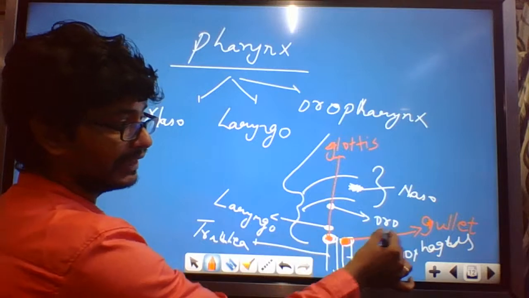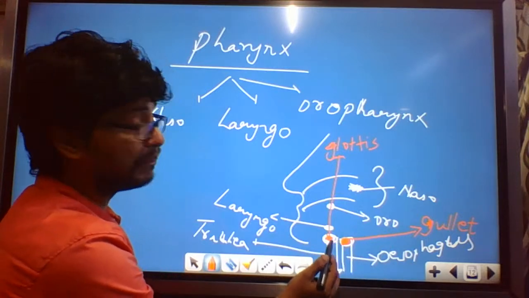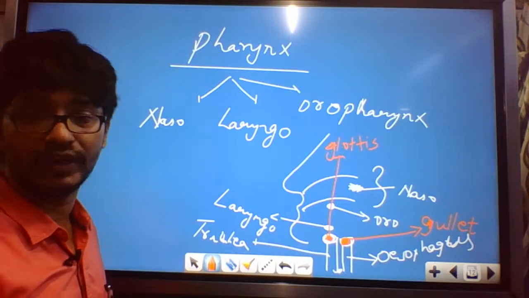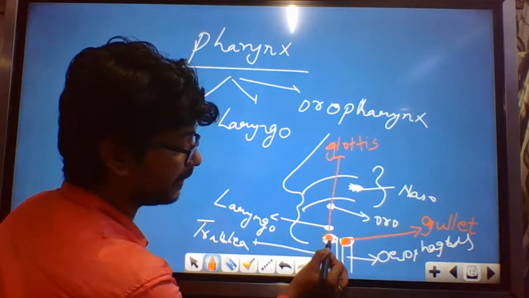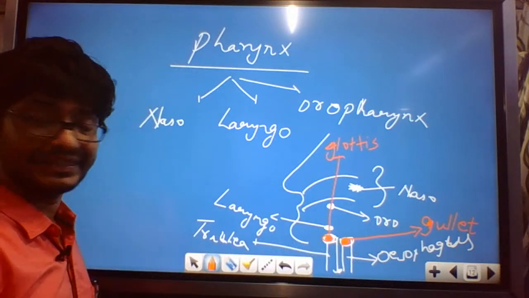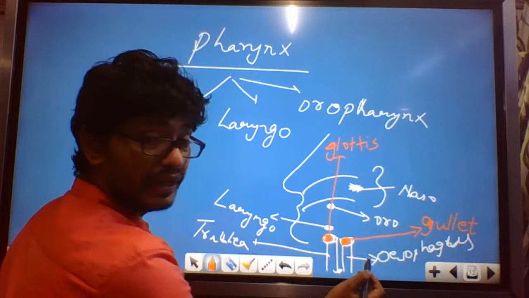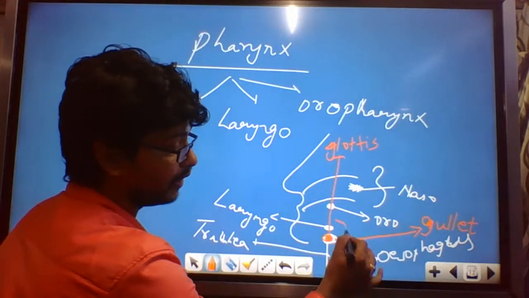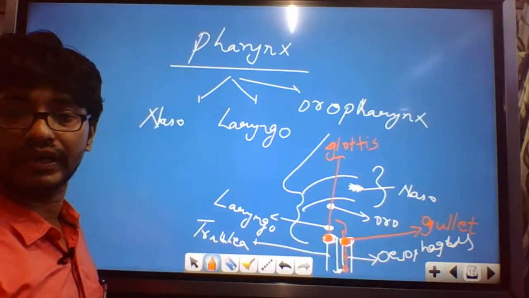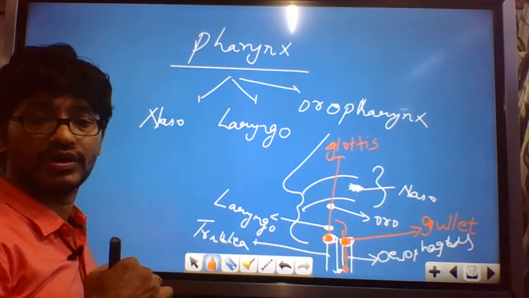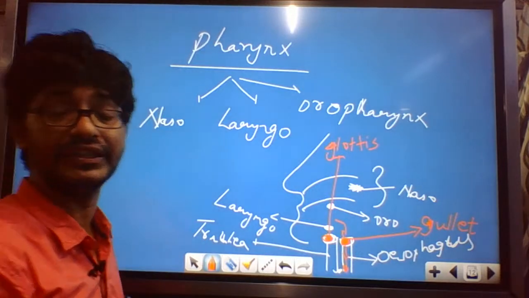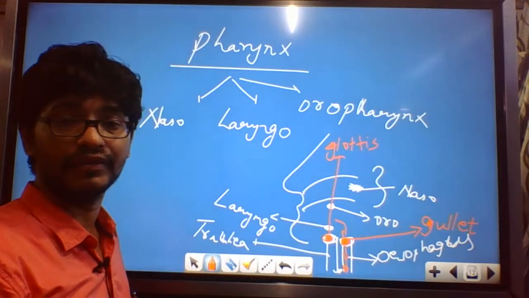This will get inside the gullet, and the epiglottis will prevent the food, the bolus, from getting inside the windpipe. So this is a protective flap-like structure. The epiglottis will not allow the bolus to get inside the windpipe, whereas the gullet will allow the bolus to go inside the esophagus. Then eventually it will reach its destination, the next part, the stomach.